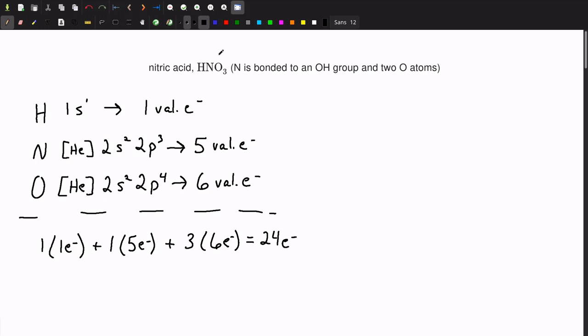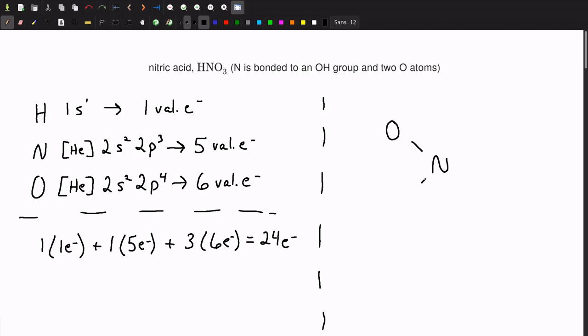Now we need to place the less electronegative atom in the center. That would be hydrogen, but we know hydrogen can't be in the center, and we're being given a little hint here. We know hydrogen is going to be bound to an oxygen, and so nitrogen is going to be bound to an OH and 2 oxygen atoms. If we interpret all of that together, I'm thinking nitrogen needs to be in the center.